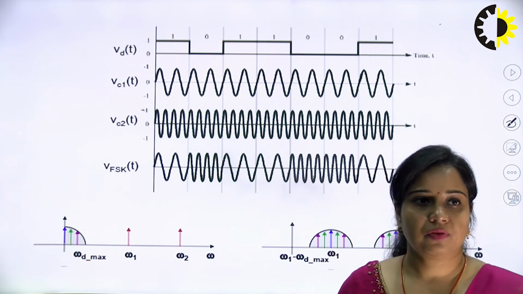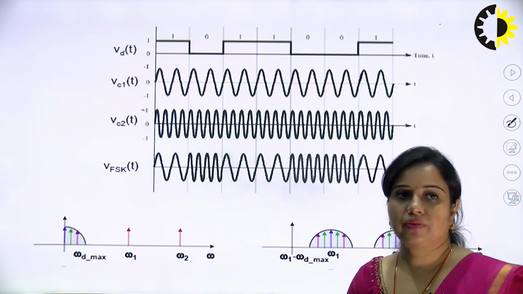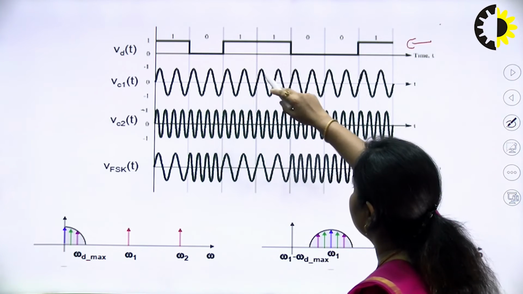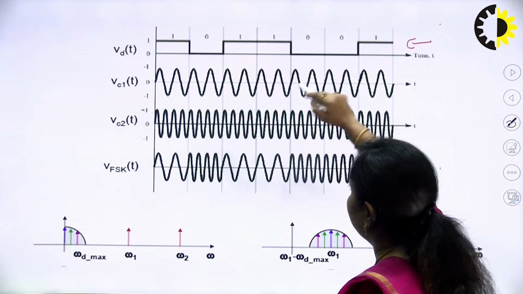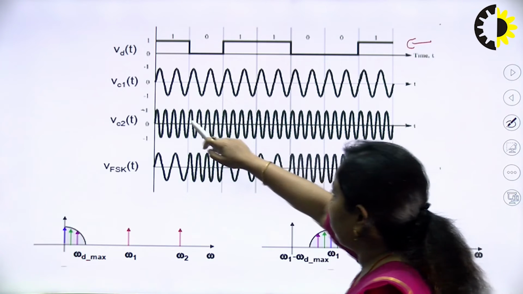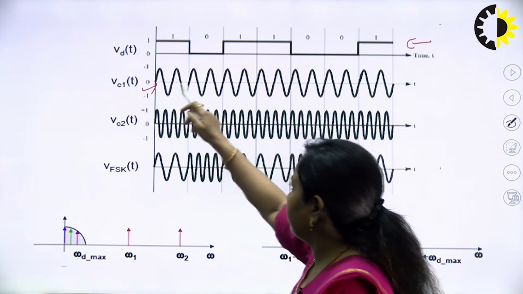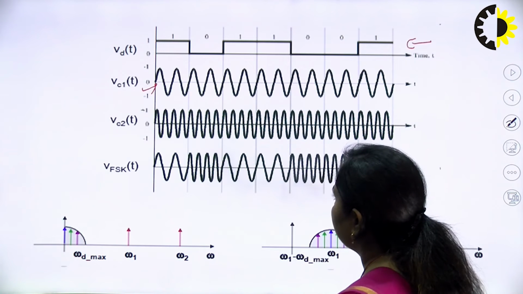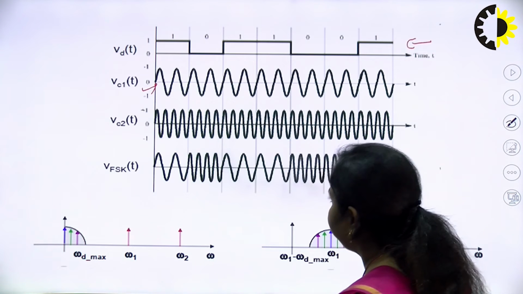Now, this is the waveform which is showing how this will be generated. So, this is the digital bits, that is 10110001. Now VC1(t) is the carrier signal. So you can see that this has a very high frequency as compared to the data.